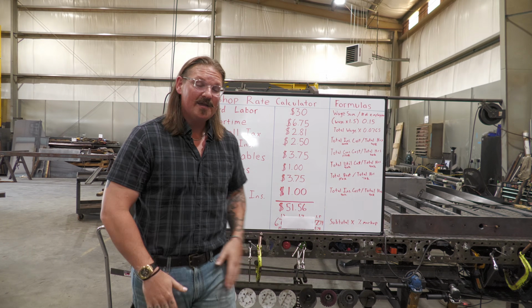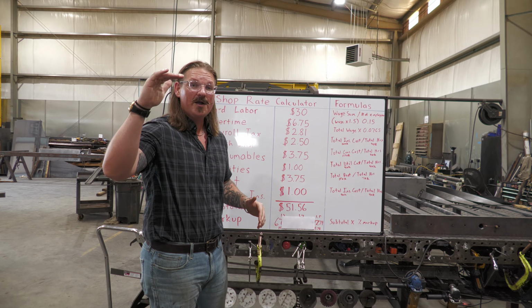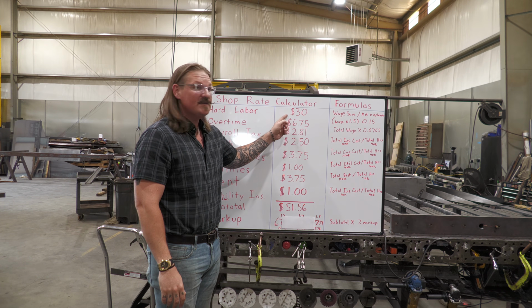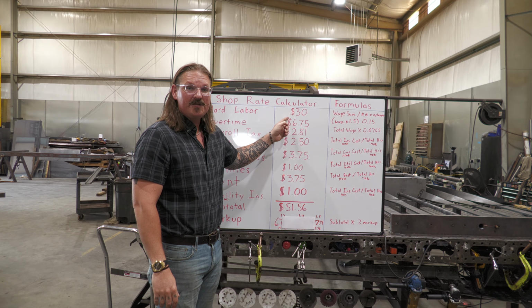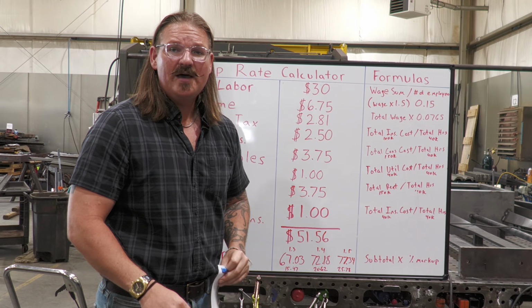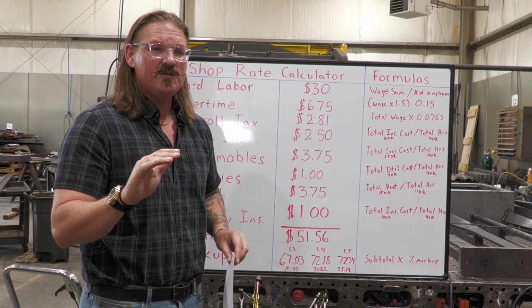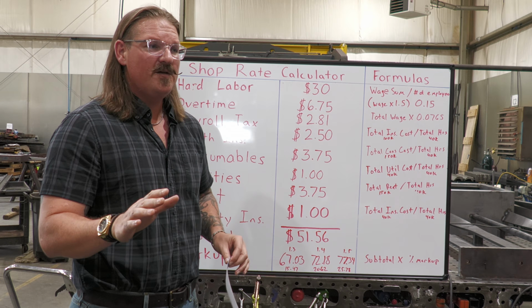That was the ugly part. Now on to the good part. The markup, right? So how much are we gonna mark up our cost? So we know it's gonna cost us $51.56 an hour to have this $30 an hour guy down on the floor putting in work. So you have to decide how much you're gonna mark up that work. And part of that is gonna have to do with what kind of work that you're doing.